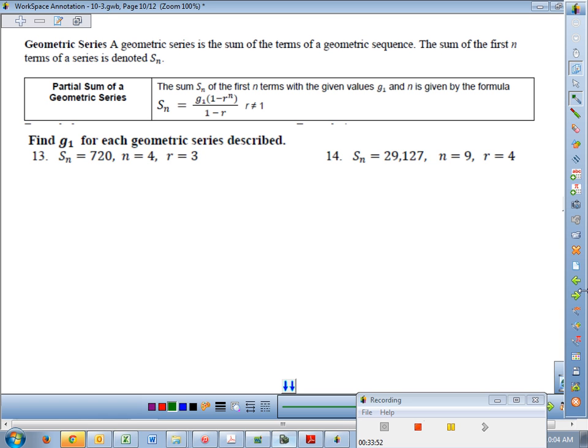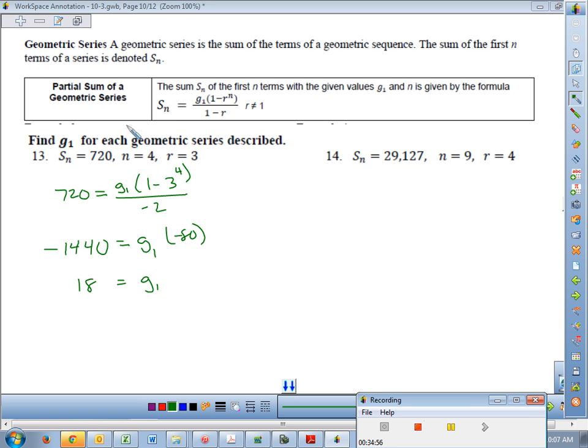13. Find G sub 1 for the geometric series described. See if you can do that for me. Use the formula from your Mint note card that you feel would be necessary based on the given information. Pause the video, give it a shot. The formula you should have used is this one, being as they gave you the sum of those first n terms. Did you get 18 to be the first term, yes or no?